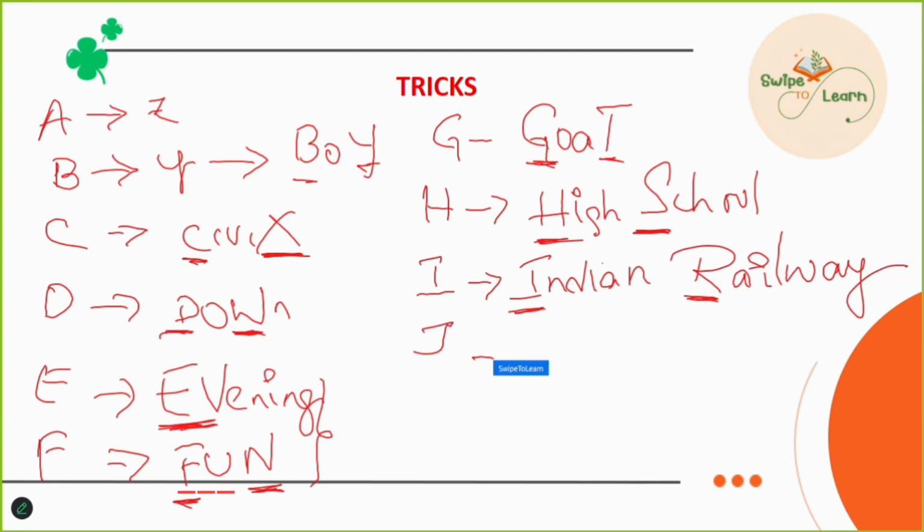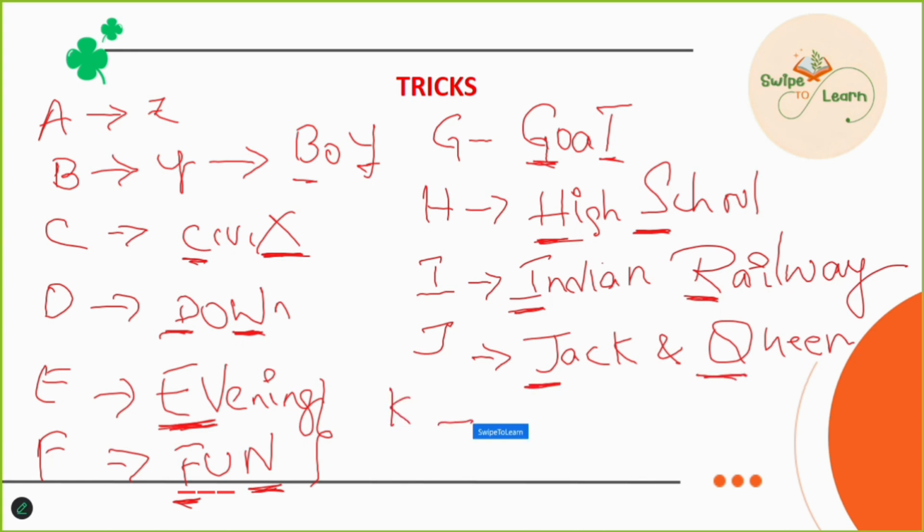And for J, we know the pack of cards, right? So Jack and Queen, Jack and Queen from the deck of cards. So J and Q are opposite to each other. And for K, let us assume our power star Pawan Kalyan. So P is for Pawan Kalyan. So P and K are opposite to each other.